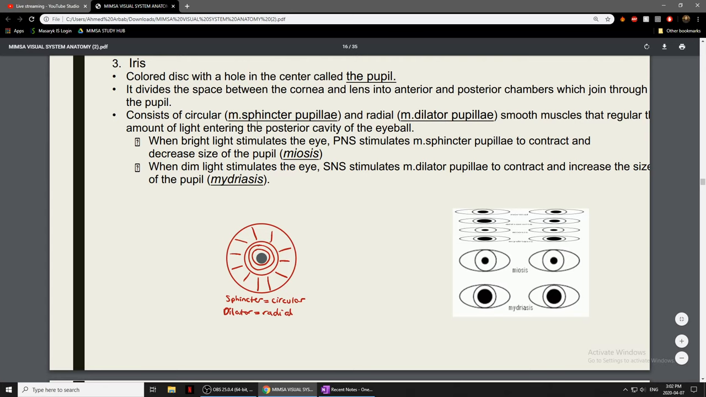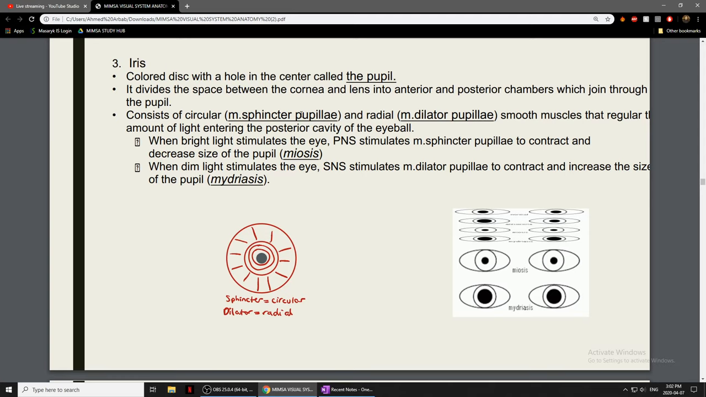So the sphincter, as you can realize, would be something that constricts because it's a sphincter, right? And the dilator, it's in the name as well, so it dilates. Because you know what they do from their name, you should know whether they're radial or circular. So the sphincter is obviously circular because it circles inwards as it contracts. And the radial, you can imagine that it originates on the outer circumference, and the fibers insert on the inner side.